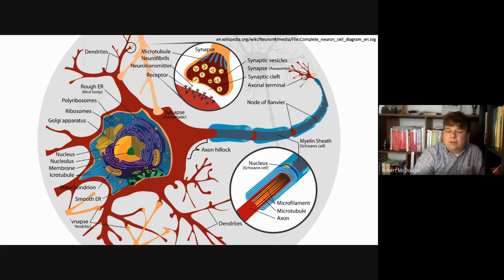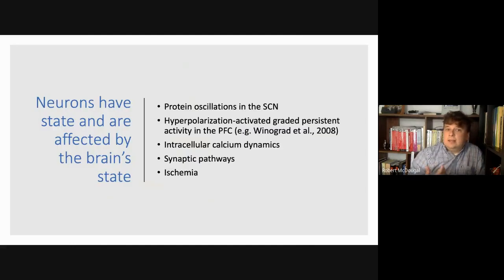But, you know, a neuron's got state, and there's a lot that's going on in there. And that means that how they respond is going to be dependent upon their state. It's going to be sort of dependent upon the state of things in the brain. So here's an example.